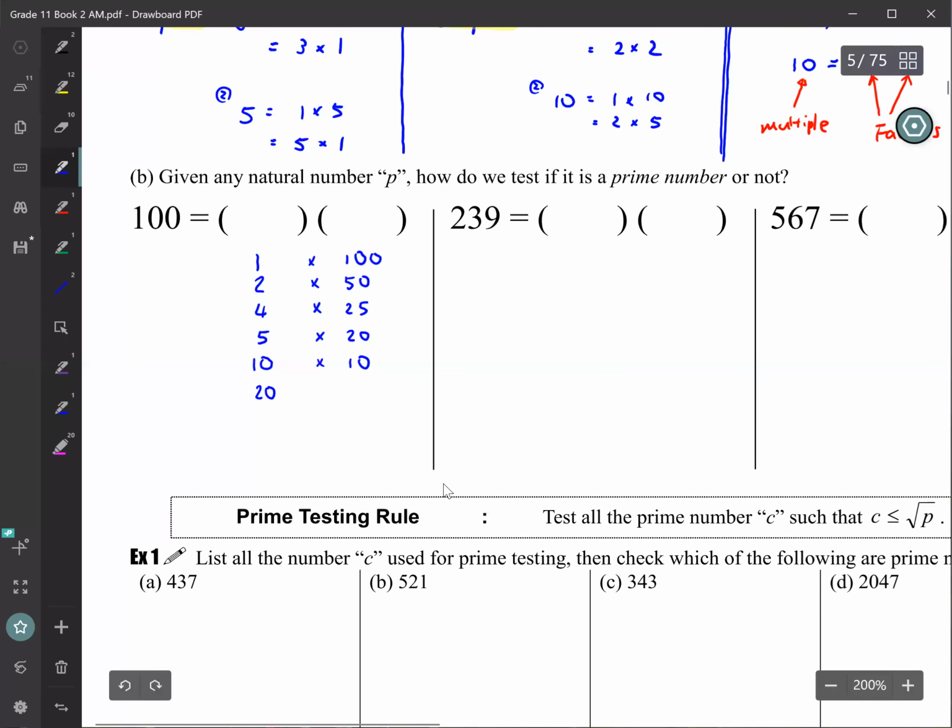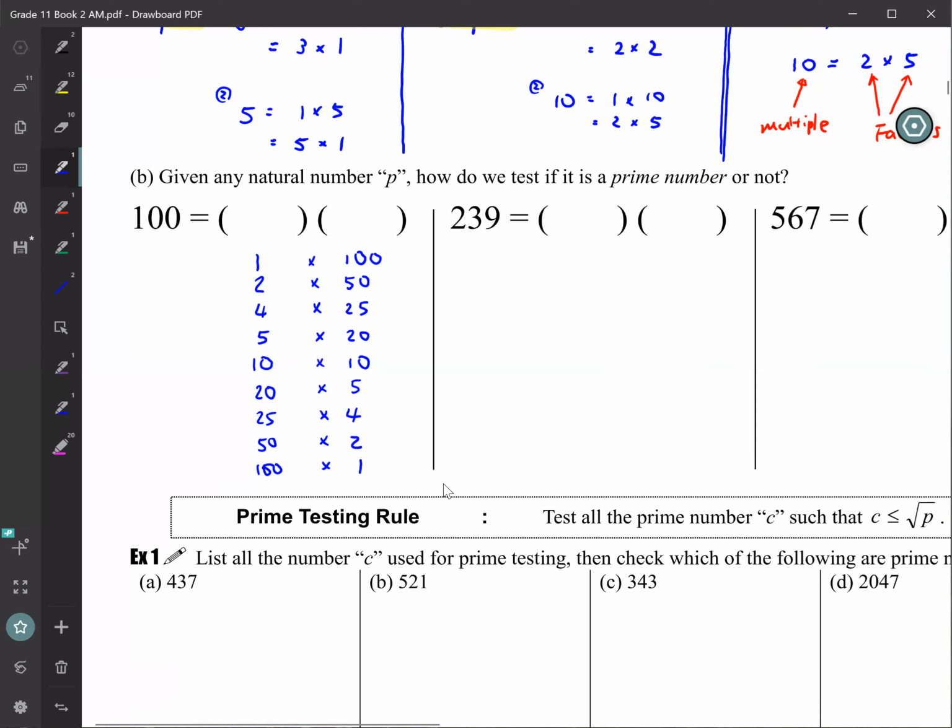We can do 20, right? Oh, I thought it would just go back. Okay, so 20, yeah, like you said, it will go backwards. So it'll be 20 times 5, sort of reversed around. And then 25 times 4, okay? So that's why I asked you to write smaller so we can fit it all in. And then 50 times 2. And then 100 times 1.